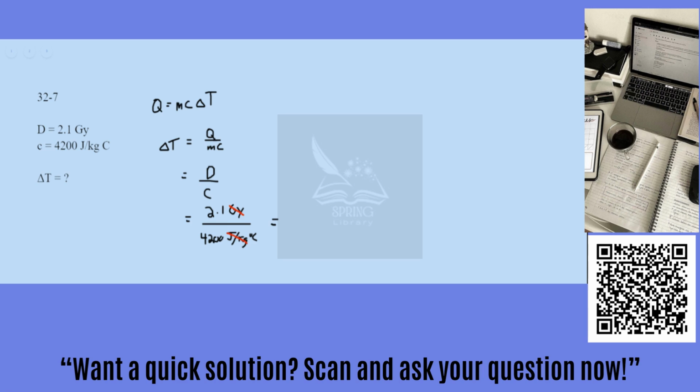And simply doing this division, we find that the change in temperature, very small, to two significant figures is 5.0 times 10 to the negative 4 degrees Celsius. So there you go.